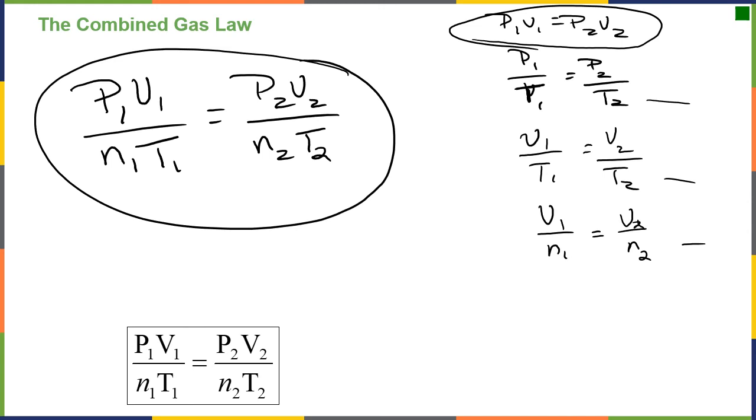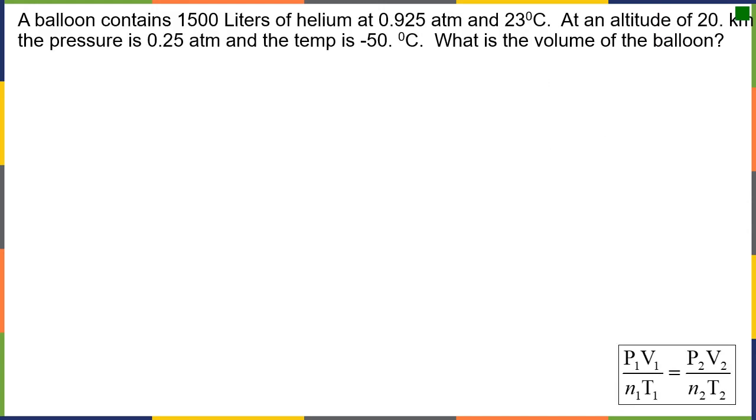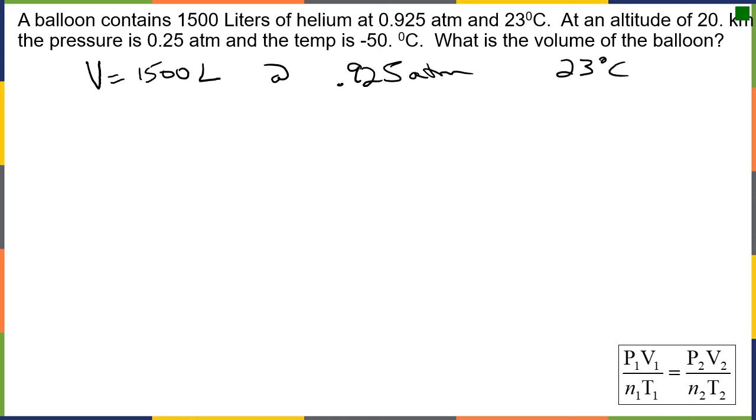Let's do a problem. So we have a balloon where the volume is 1,500 liters at a pressure of 0.925 atmospheres and a temperature of 23 degrees Celsius. So let's call this V1, and we're going to call this P1. We know this has to be in Kelvin, so we're going to add 273, and we're going to get a T1 of 296 Kelvin. All right, so we've got some conditions.